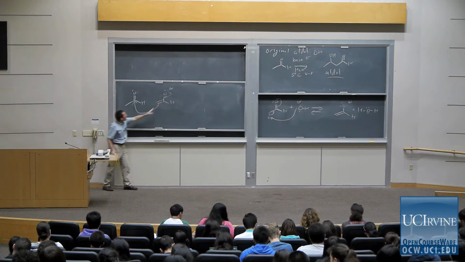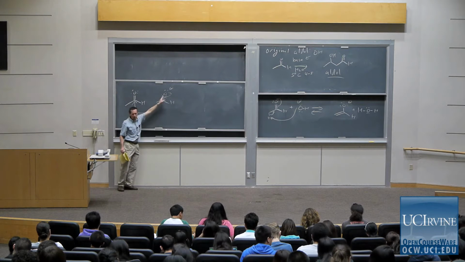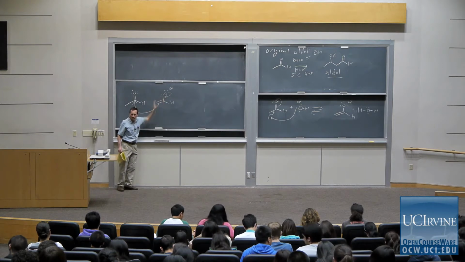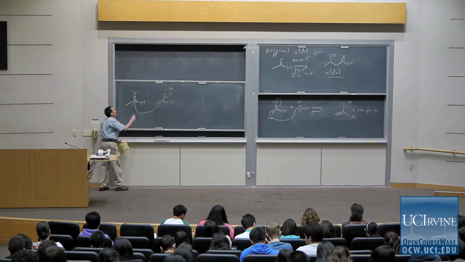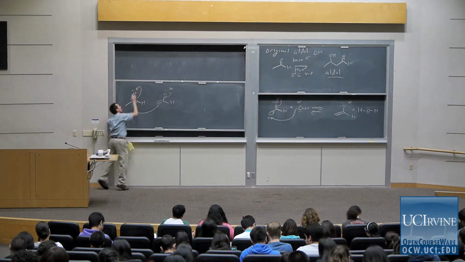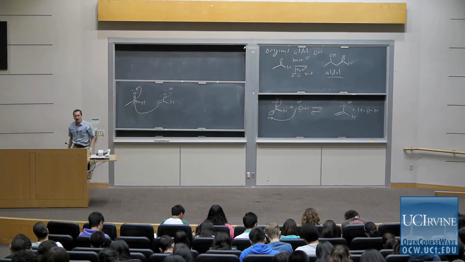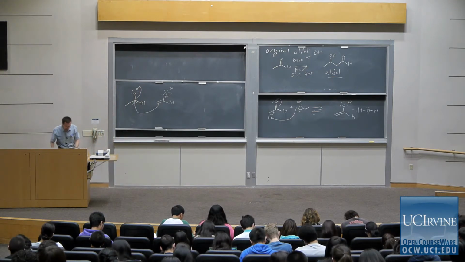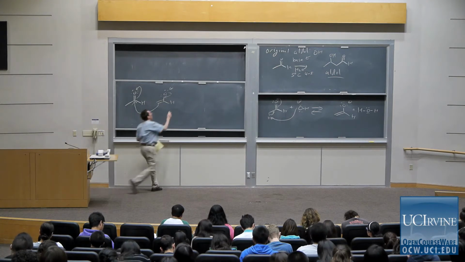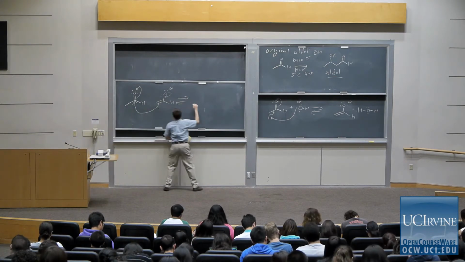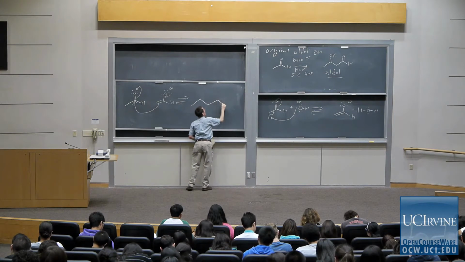It's not at one position or the other. It's at both positions at the same time, but I can only draw one resonance structure at a time. Electrons flow up onto the carbonyl, and this gives rise to the aldolate.